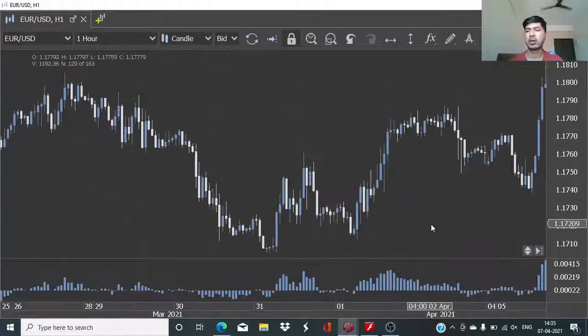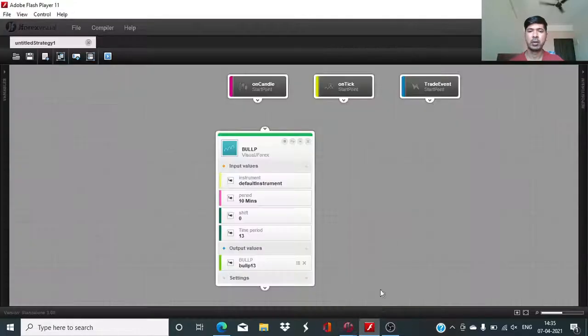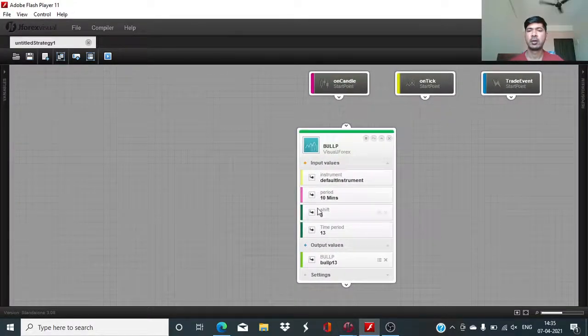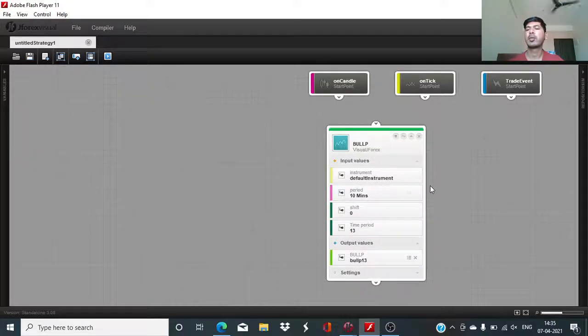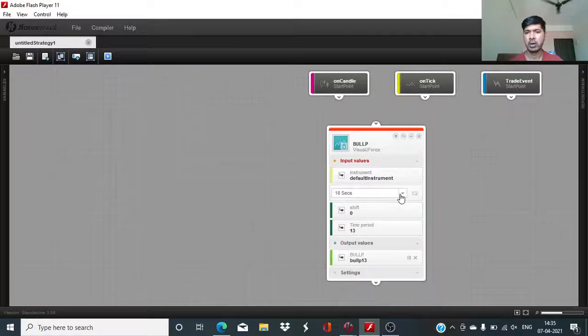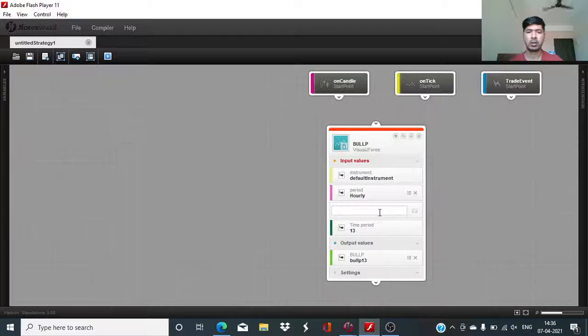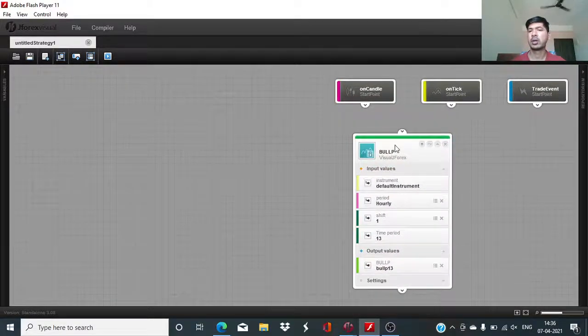Now let us go back to the Visual Jforex board. This is the Bull Power indicator block. Default instrument will remain as it is. This will be changed to hourly, and here shift value will be 1. So this is going to be one of the blocks.